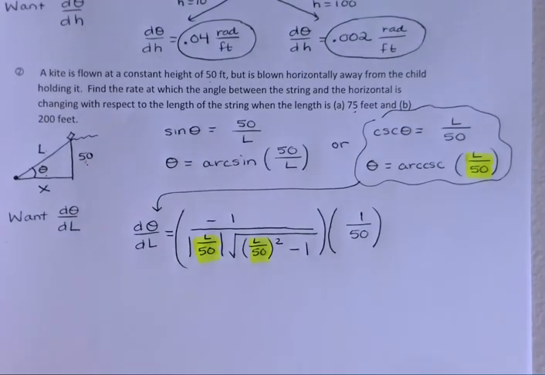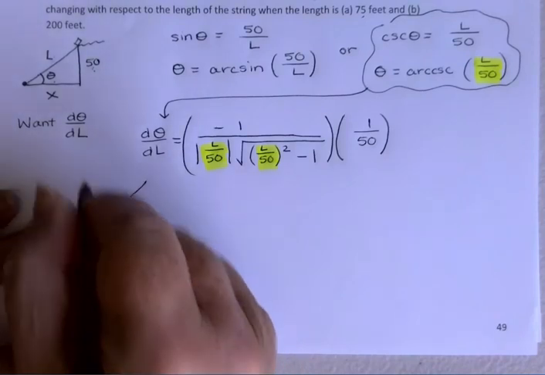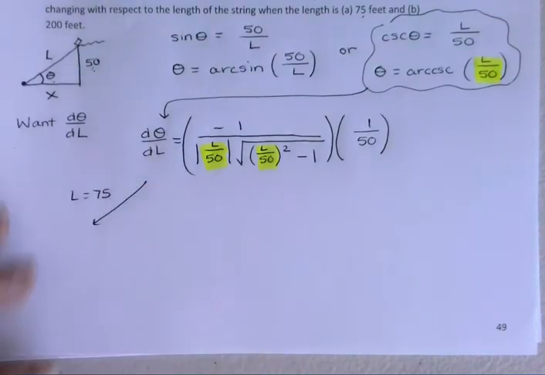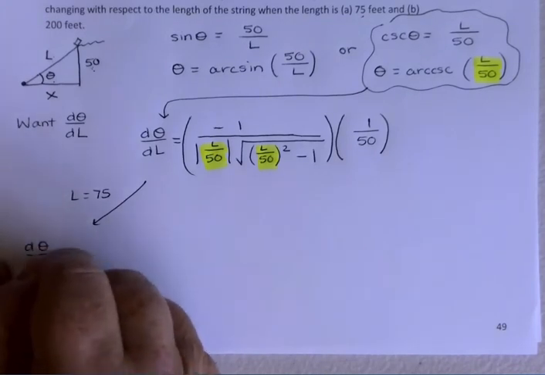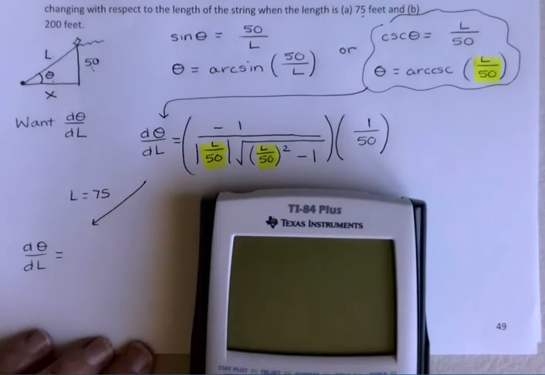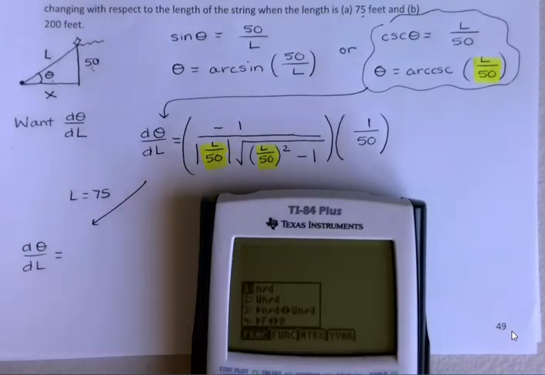75 feet for the length and 200 feet for the length. So we can do that even from the form we're in right now. If we have 75 feet of string out, I would have d theta dL is equal to, oh, let's see, I should probably put this into my fraction mode. There's that fraction, makes it just a little easier to type in. I didn't do it last time, but I probably should have.